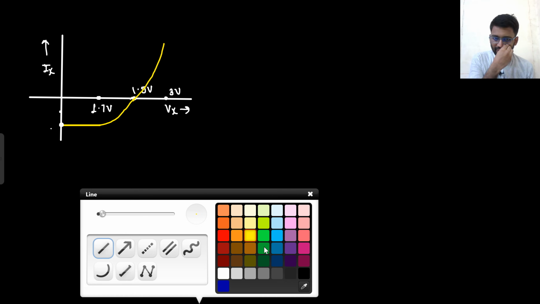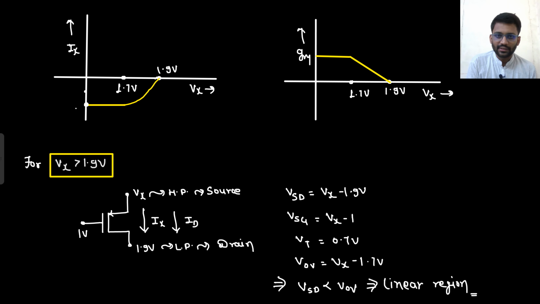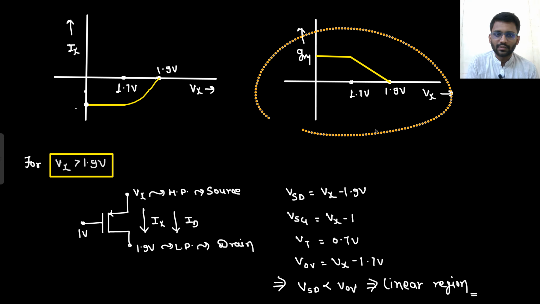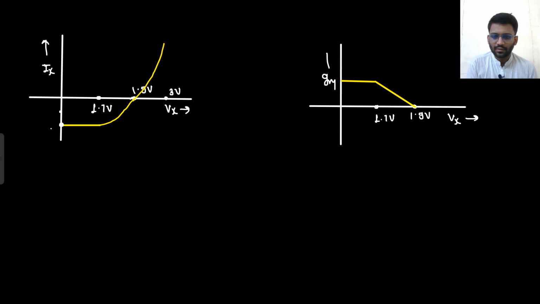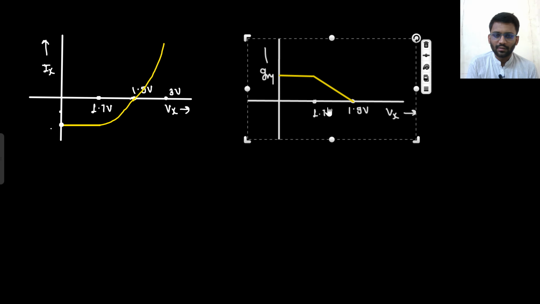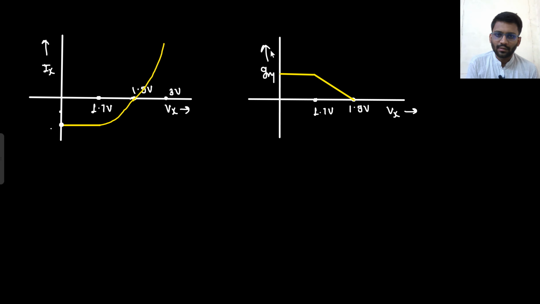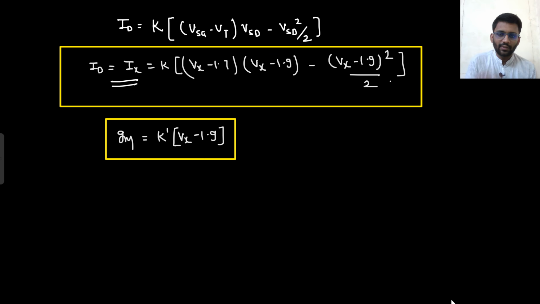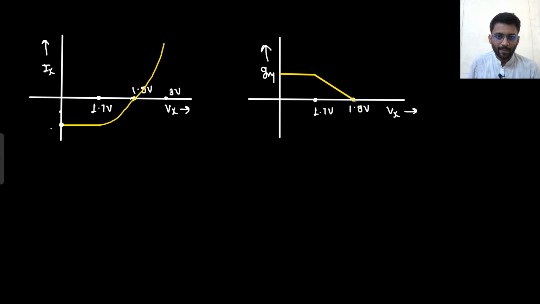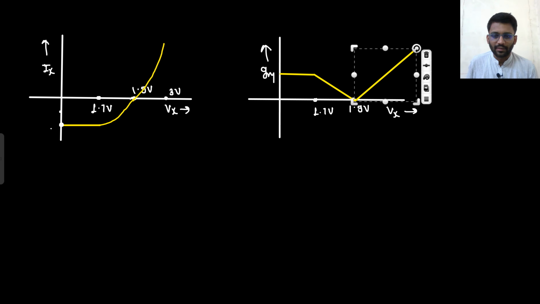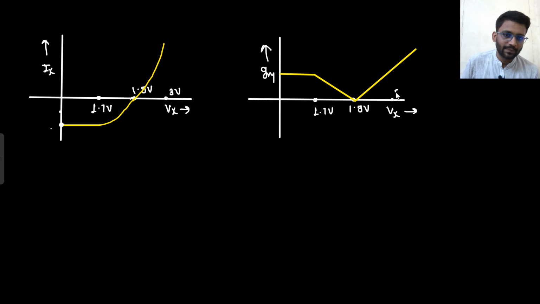And if we are drawing GM versus Vx, I can just copy this one. GM versus Vx. So after 1.9, what is the scene? After 1.9, it is increasing in positive direction only. So like this, it is increasing. It will keep on increasing in the same manner, but we have to write down till 3 volt only.